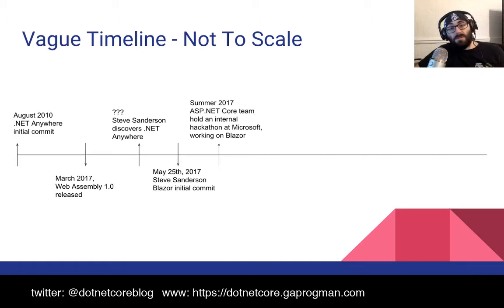Then, in summer 2017, at some point between May 25th and summer 2017, something must have happened internally at Microsoft that made everyone on the ASP.NET team go, wow, this is amazing. What can we do? So they had a very public, open hackathon.